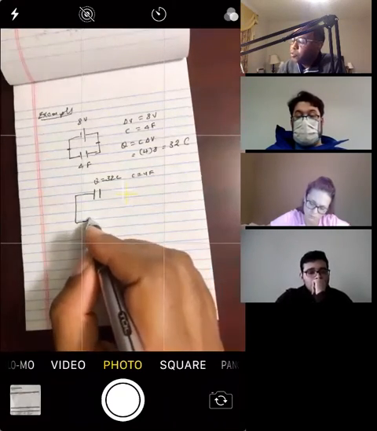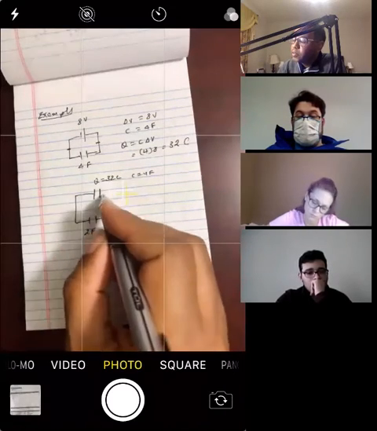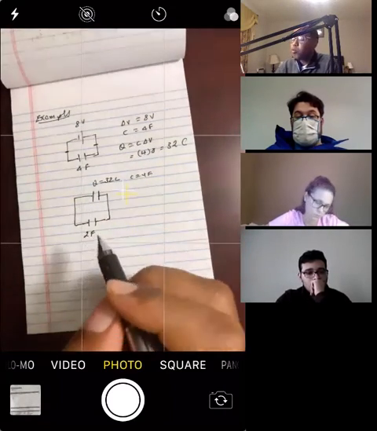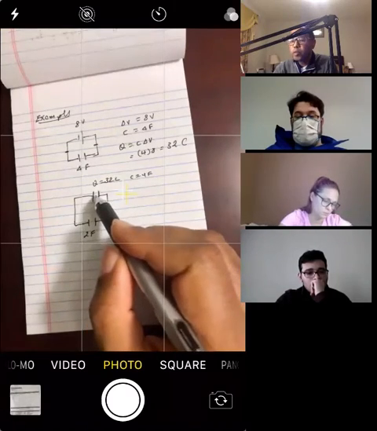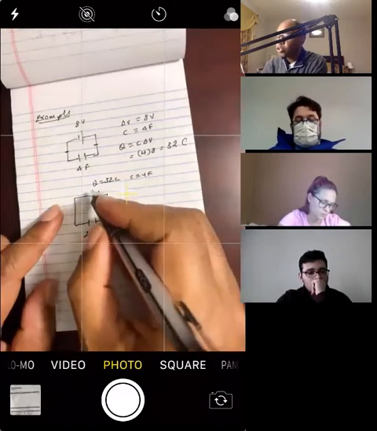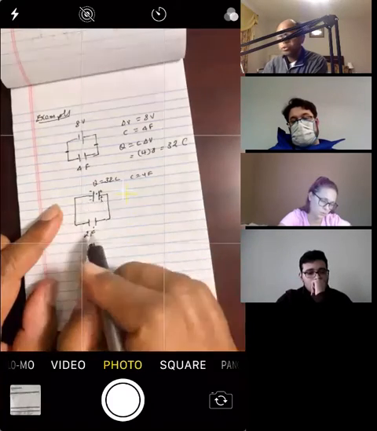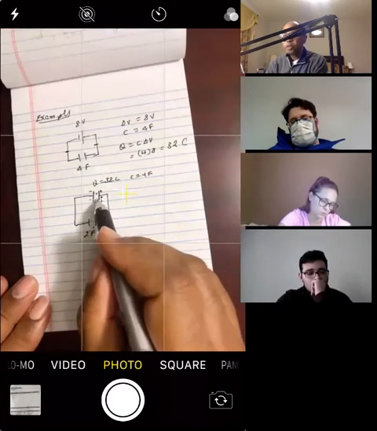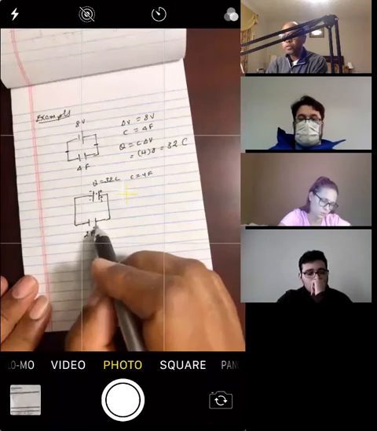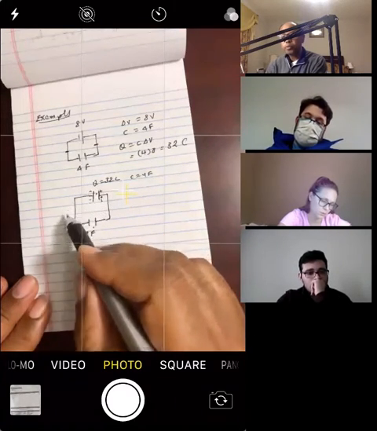Let's say maybe a 2 farad capacitor. So the question is, how much charge will be transferred from this capacitor to this capacitor? You see, this is already charged with 32 coulombs. We have charges over here. This is neutral. Now I'm taking this capacitor and connecting it to this capacitor. Obviously, some of the charges are going to flow from here to here, but not all of them.